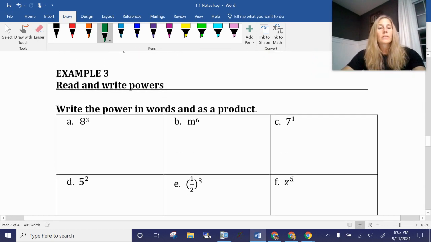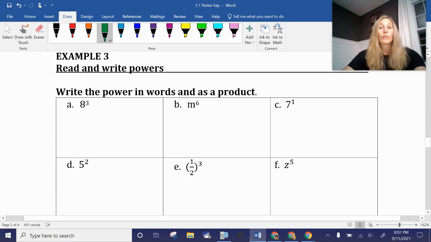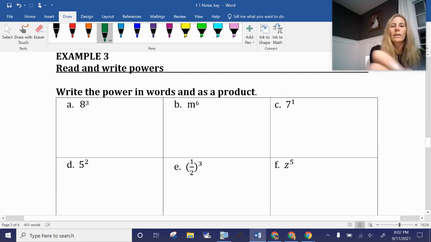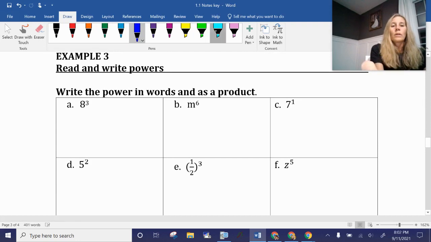Okay. The next example we're going to talk about is reading and writing powers. We talked about that a little bit in the vocabulary section in the beginning. So the two things that we're going to do is we're going to write the power in words, and then we're going to write it as a product. Just writing it in words is like, how would I say it to you, right?